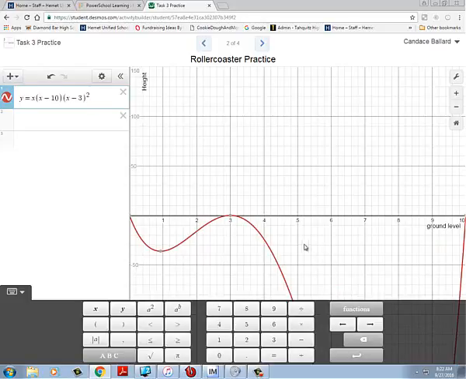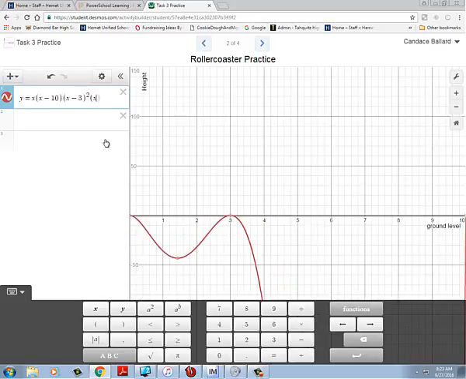Okay. But other than the end and the beginning, do I have 2 zeros yet? No, I got it to bounce, right? It's going underground. It's an underground roller coaster, apparently. Okay. And so I need to add another x value in here. So let's pick another one. I'm going to say x minus 7.